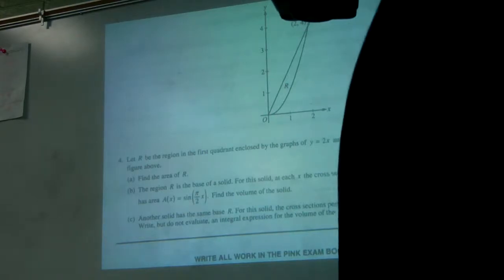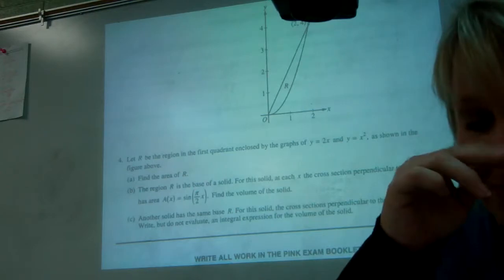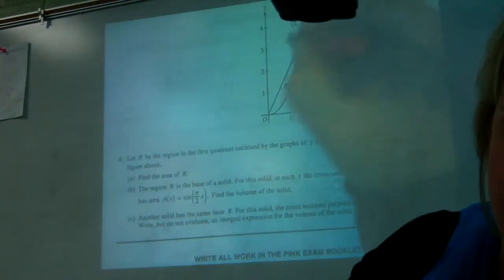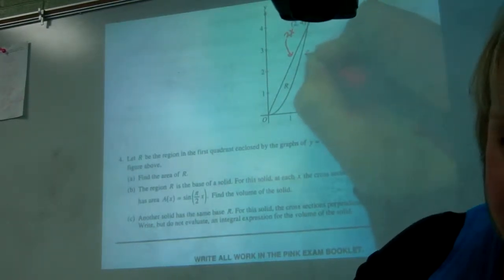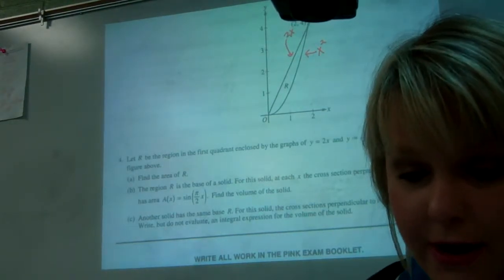So let's have a look at this one. Let R be the region in the first quadrant enclosed by the graphs of 2x, which is the line, and x squared, which is the parabola, shown in the figure above. Find the area of R.